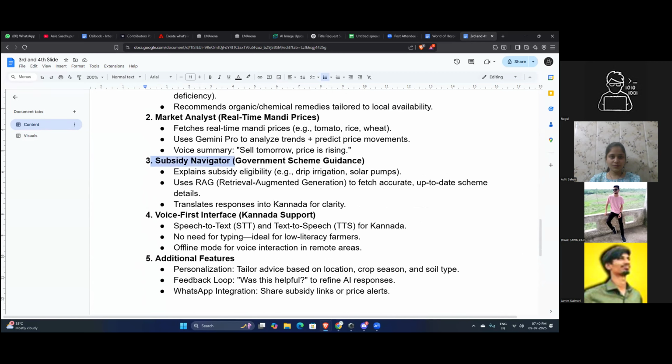And the third point is the Subsidy Navigator, which is government scheme guidance. It explains subsidy eligibility, for example drip irrigation, solar pumps, etc. We are also using RAG, retrieval augmented generation, to fetch accurate and up-to-date scheme details so that we won't give the farmers wrong information. It also translates the responses into Kannada for clarity. So that is our third feature.